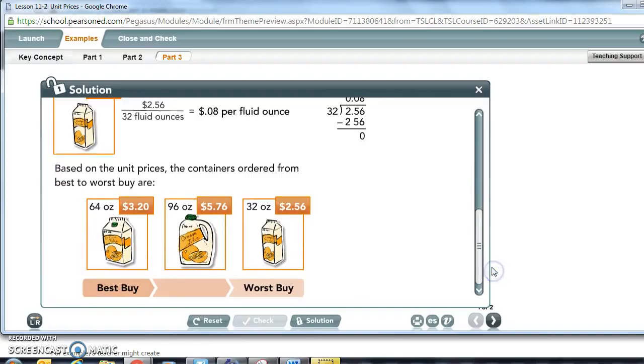So based on this information, the best buy would be the 64 ounce. The second to best buy would be the 96 ounce. And the third would be the 32 ounce.